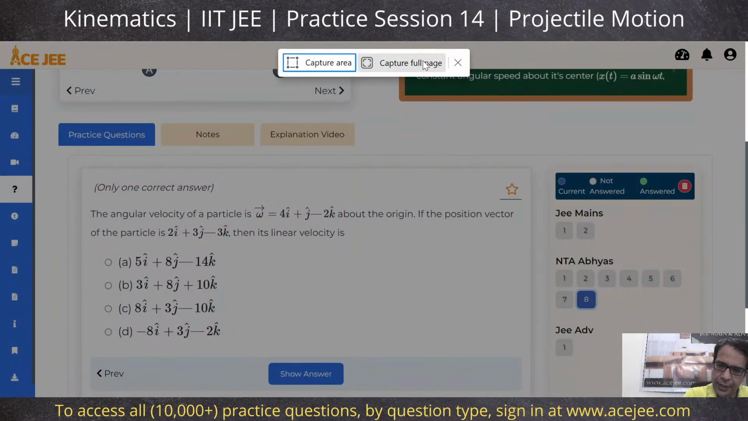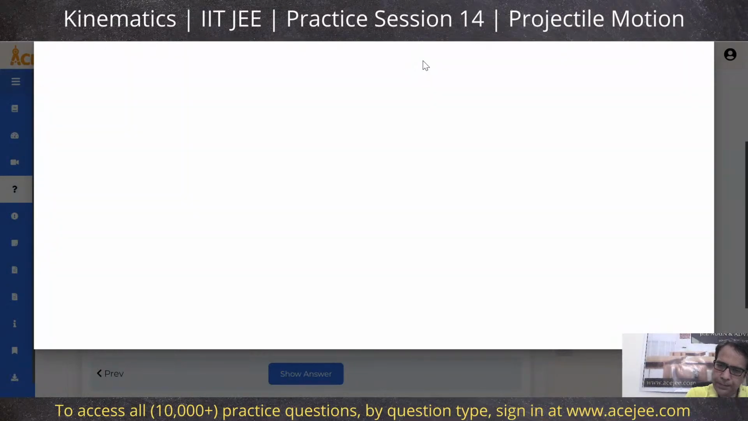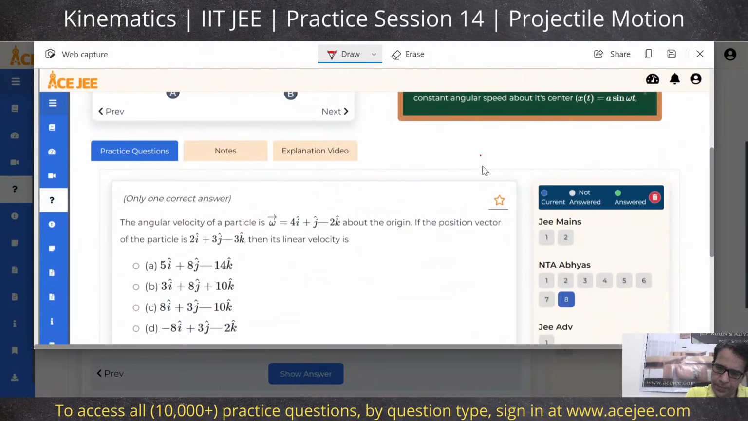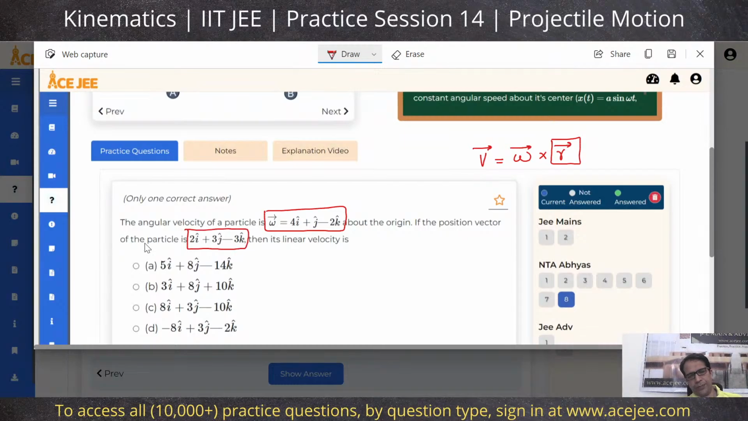Once again, let me write it down. V is equal to omega cross r. We have been given the omega vector and we've been given the position vector r. This r is the position vector. So let's go ahead and determine the linear velocity. I'll solve it along with you guys, okay?